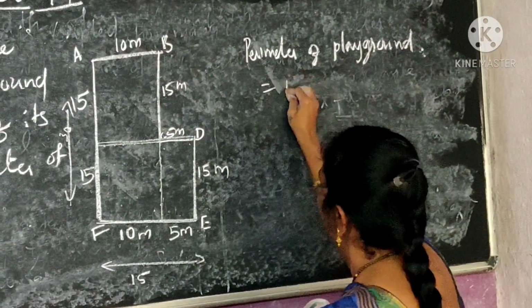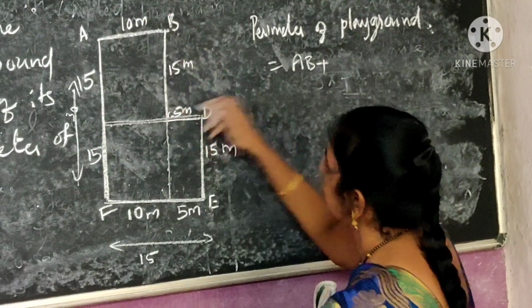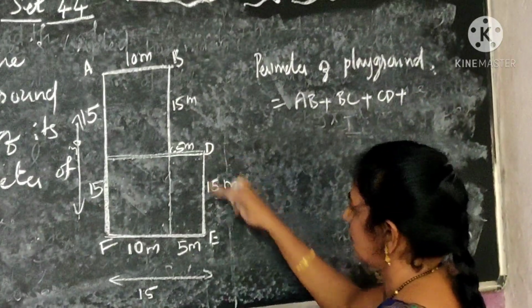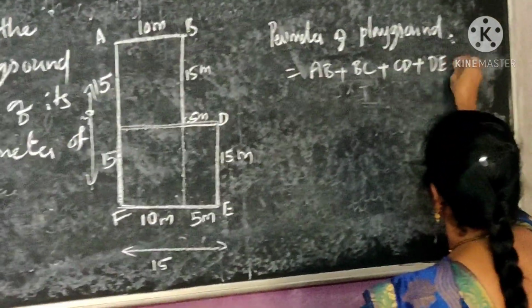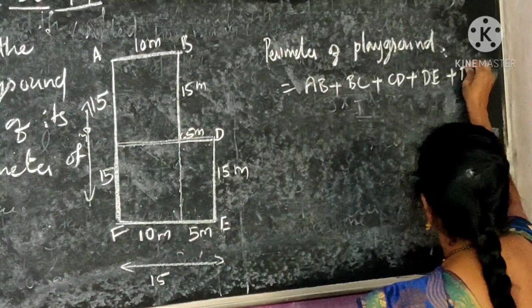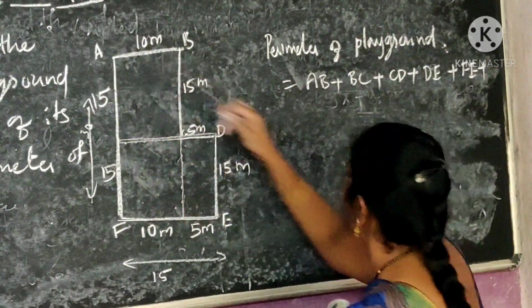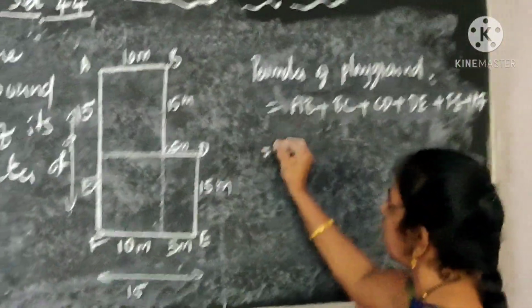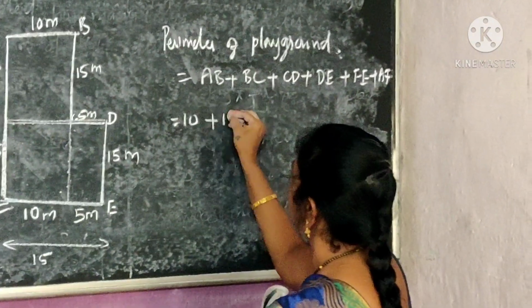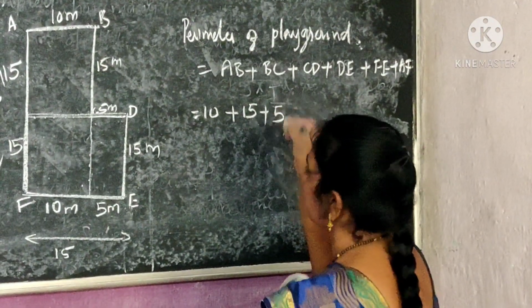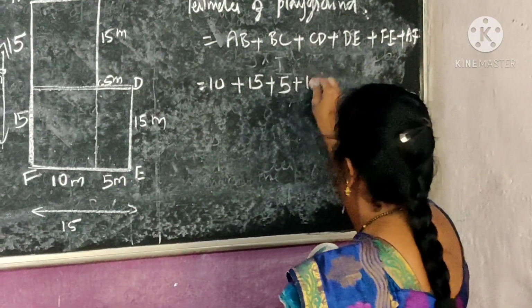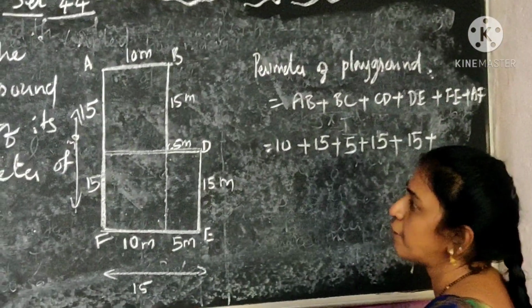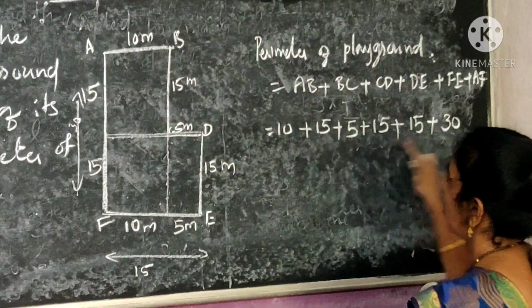We will add AB plus BC plus CD plus DE plus FE plus AF. So we have added all the sides. Now what is the value of AB? 10 plus BC is 15, CD is 5, DE is again 15, FE is 15 plus AF is how much? 30. So we will add everything now.